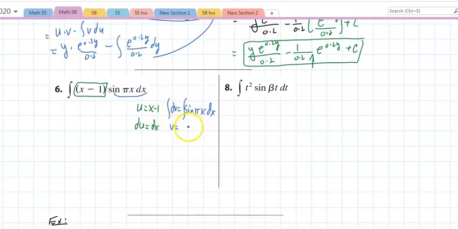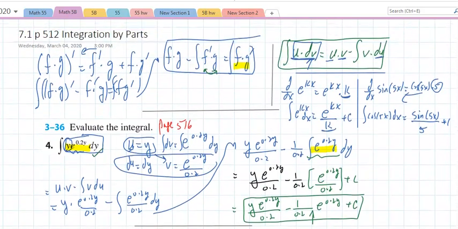What do you take a derivative of to get sine? Negative the cosine of pi x. And what do you do with that pi? If I was taking a derivative, I would multiply by it. Since I'm integrating, I divide by it. This will save you some time. And this is going to be u times v minus the integral of v du. Again, it's right there. You really need to get that out of the way.